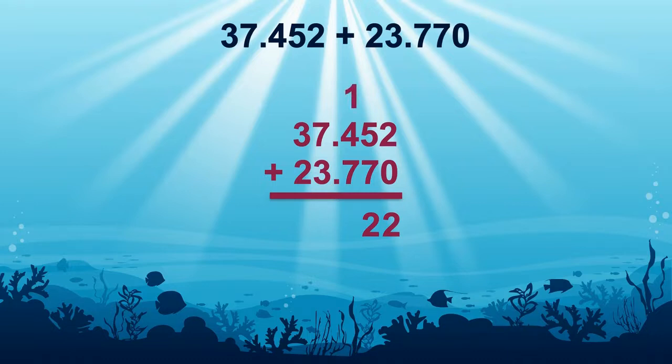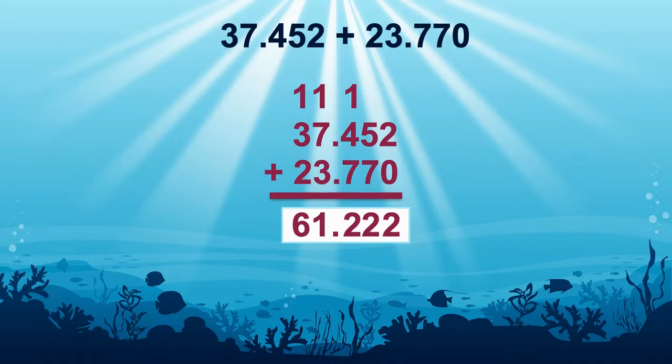7 plus 4 plus 1 is again 12. I put my 2 in the tenths place and I carry my 1 to the units place. 7 plus 3 plus 1 is 11. I put my 1 in the units place and I carry my 1 to the tens place. 3 plus 2 plus 1 is 6. Don't forget my decimal point. That gives me the sum of 61 and 222 thousandths.